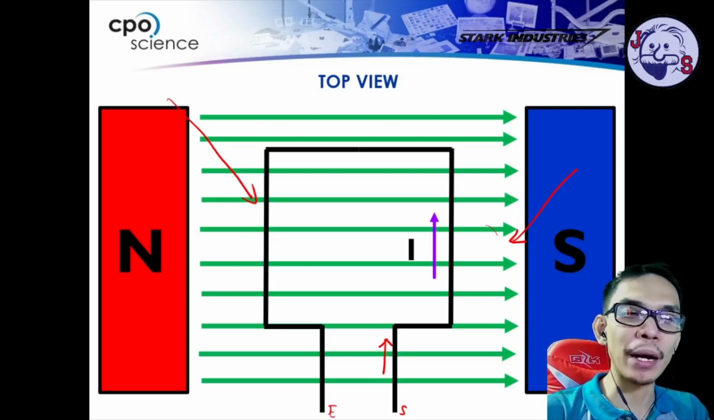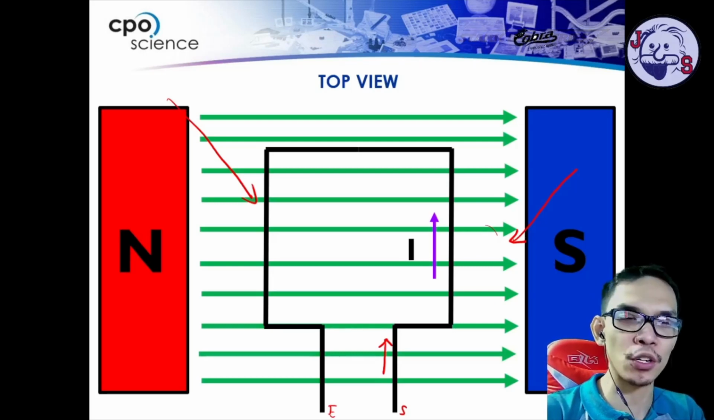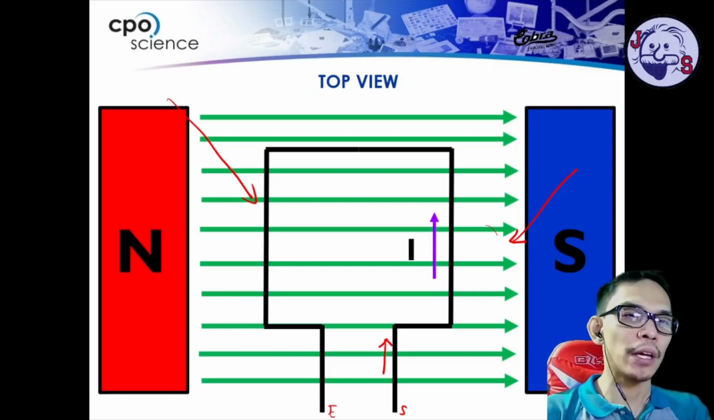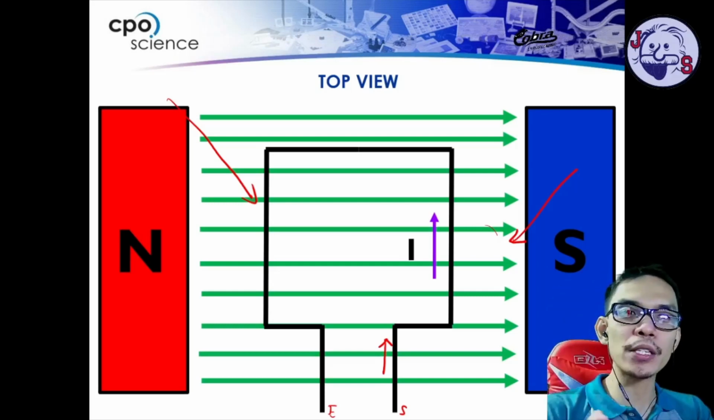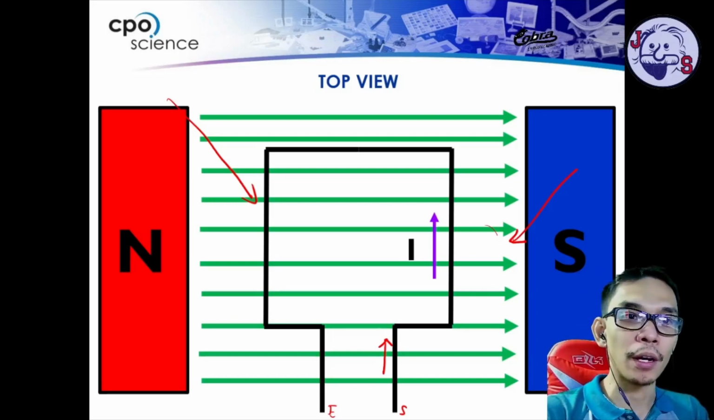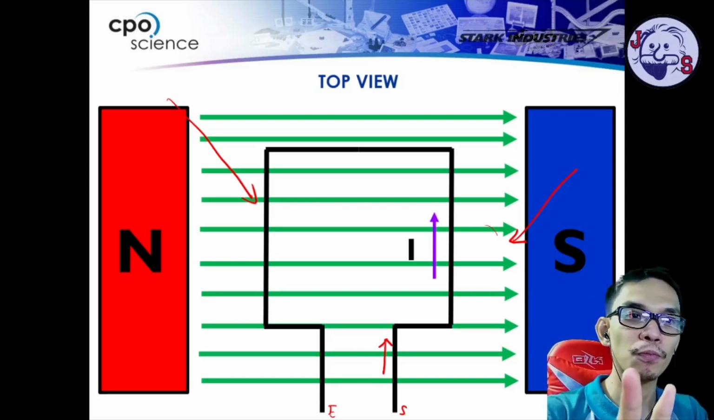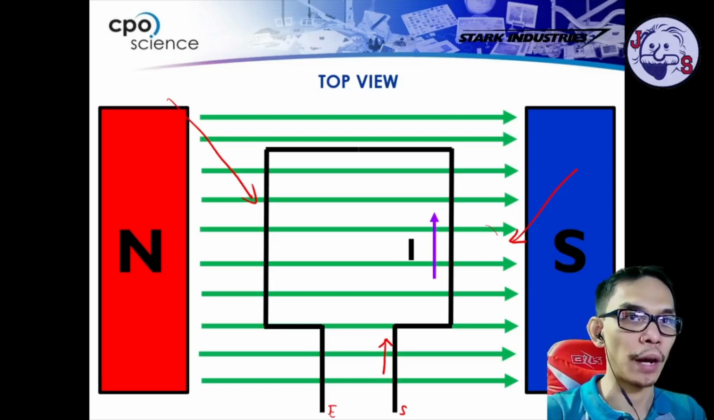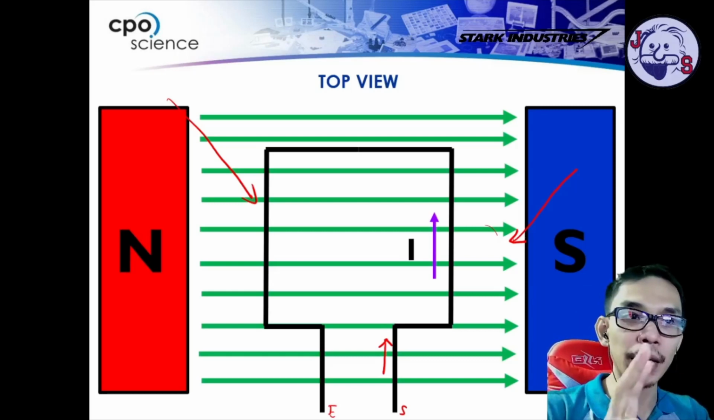What will be the direction of the magnetic force on the wire? In order for us to find out the direction, we will use the second right hand rule, which is provided to us to answer this question. So, what is the second right hand rule?